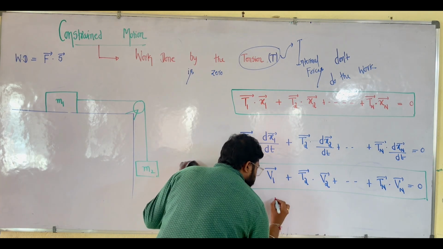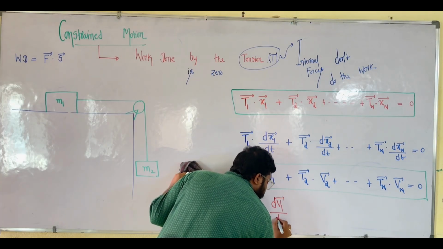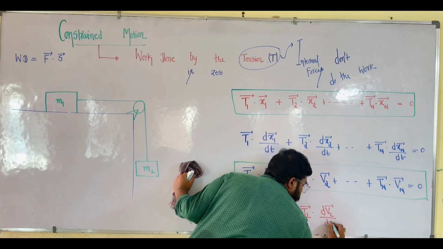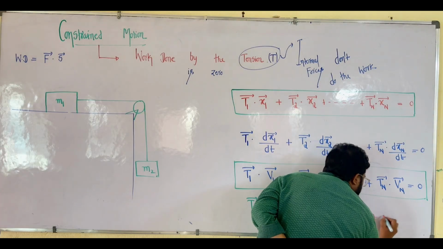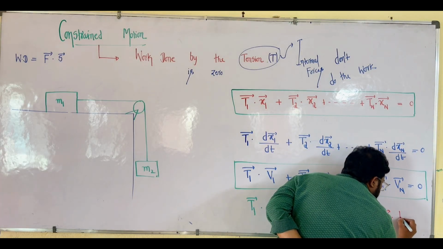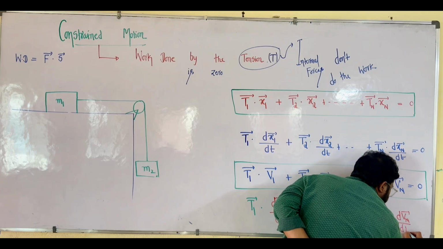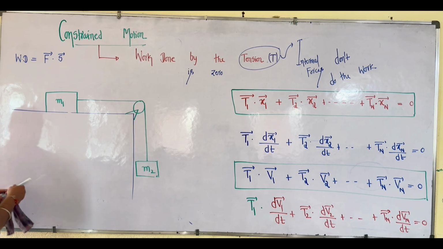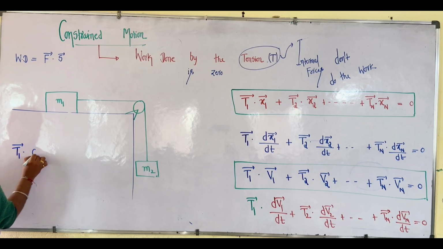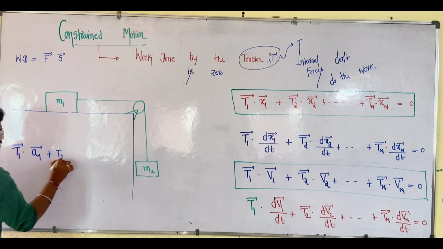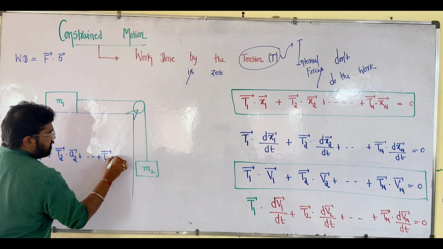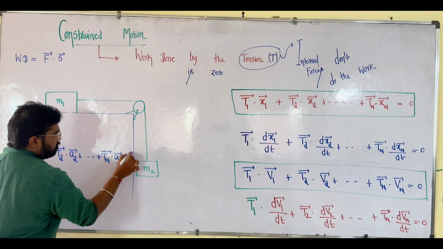Understood? So T1 bar dotted with dv1 bar by dt plus T2 bar dotted with dv2 bar by dt plus and so on up to Tn bar dotted with dvn bar by dt. That is equal to 0. Finally we can confidently write T1 bar dotted with A1 bar plus T2 bar dotted with A2 bar and so on up to Tn bar dotted with An bar. That is equal to 0.